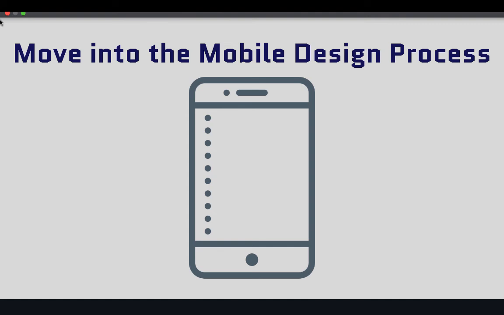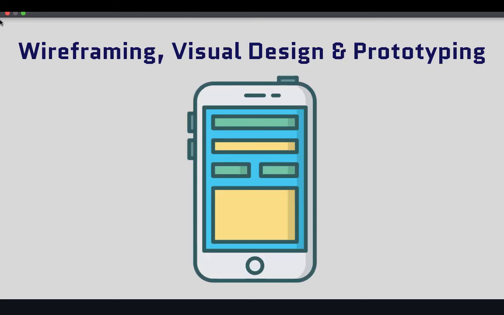Then we're going to move into the mobile design process. You're going to go from ideation, which is brainstorming, writing, and coming up with your statements, and coming up with at least a picture or a sense of who your user is. Then we move into wireframing, visual design, and app prototyping. App prototyping is where you're going to end in this class.